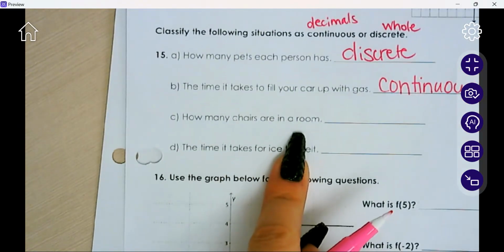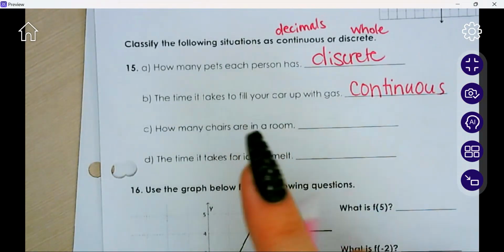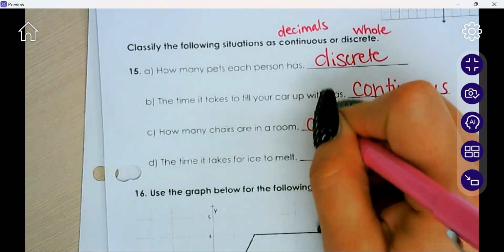How many chairs are in a room? We don't count halves of chairs or 3/4 of a chair, so this would be discrete.